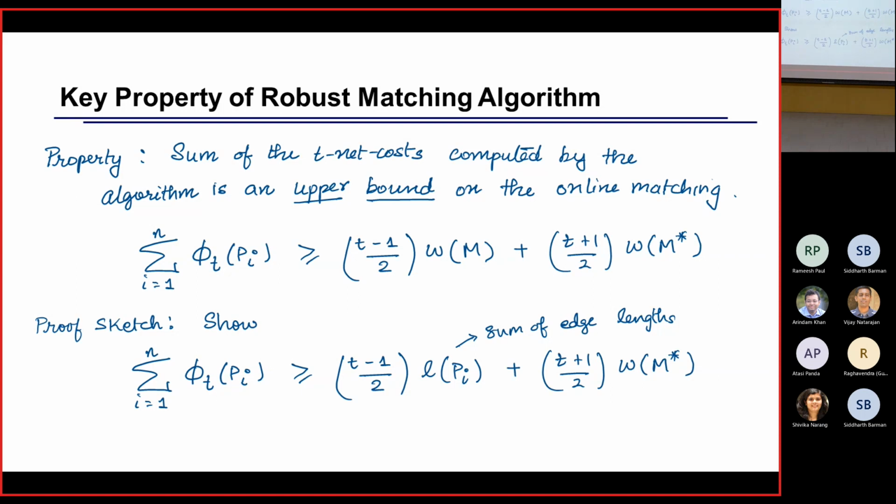Okay, so there's a critical property of this algorithm that helps us analyze it. Let's look at the property. During the algorithm, what are we doing? We're computing minimum T-net cost paths. For every request, you look at the T-net cost of the path computed, and add them up. This claim says that that's an upper bound on the online matching cost. You take the T-net cost values, add them up, and that gives you an upper bound on the online matching.